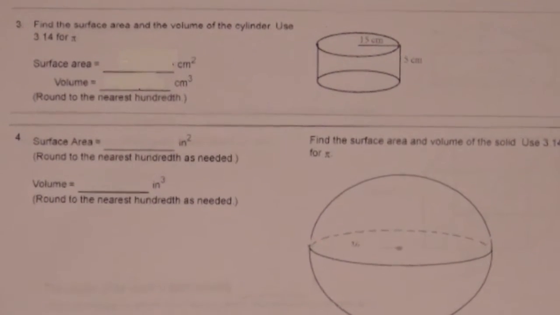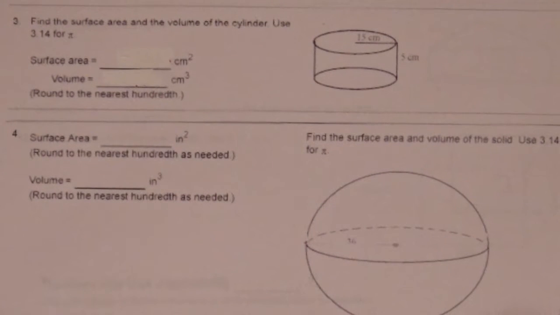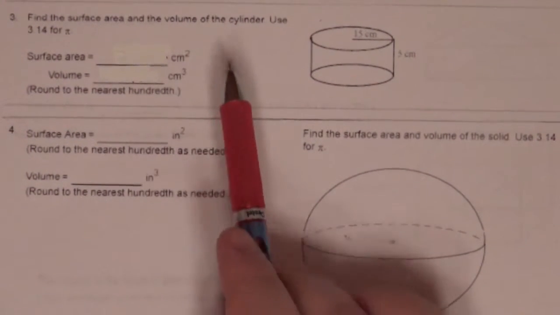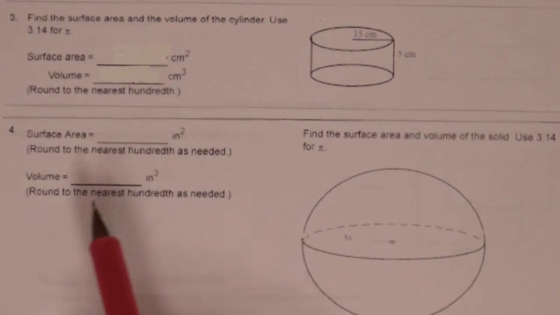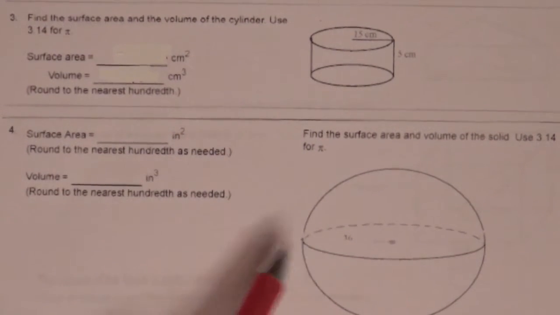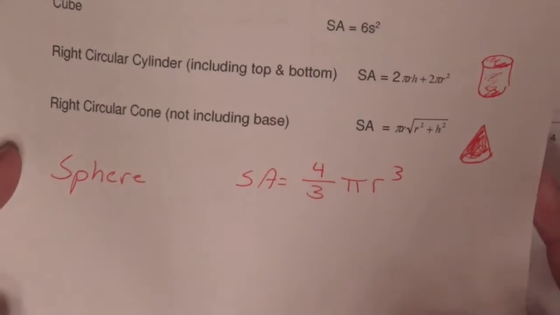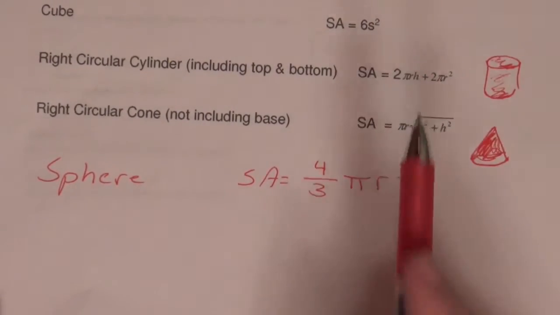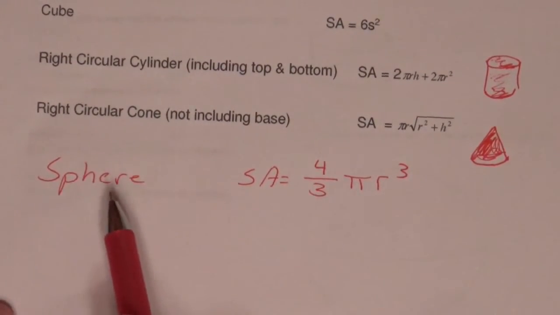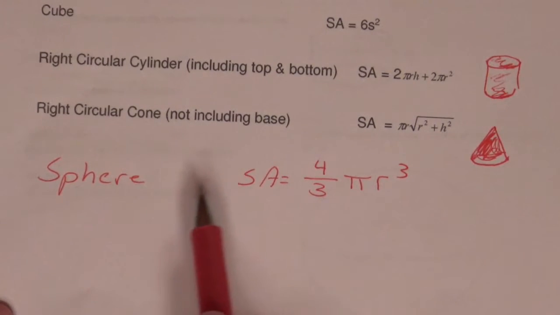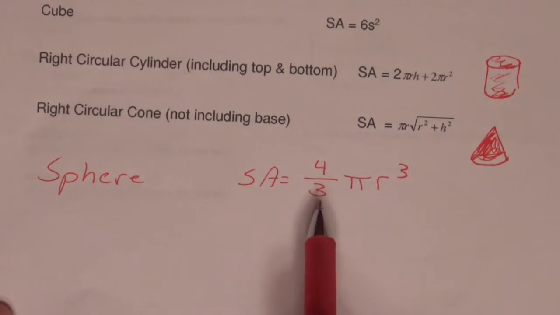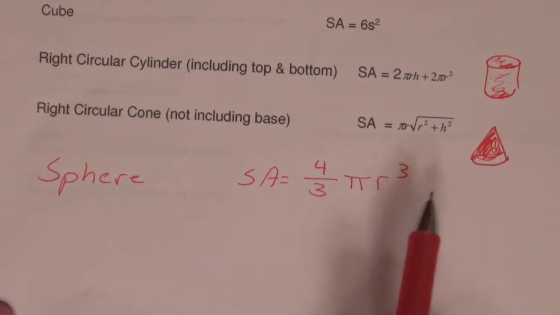However, in making this video, I didn't notice until just now that you actually have a formula that is missing. For this one right here, the sphere, it asks you to calculate surface area. Well, you do not have that on your formula sheet. So, you do need to put this on your formula sheet. For a sphere, the surface area is 4/3 times pi r cubed.